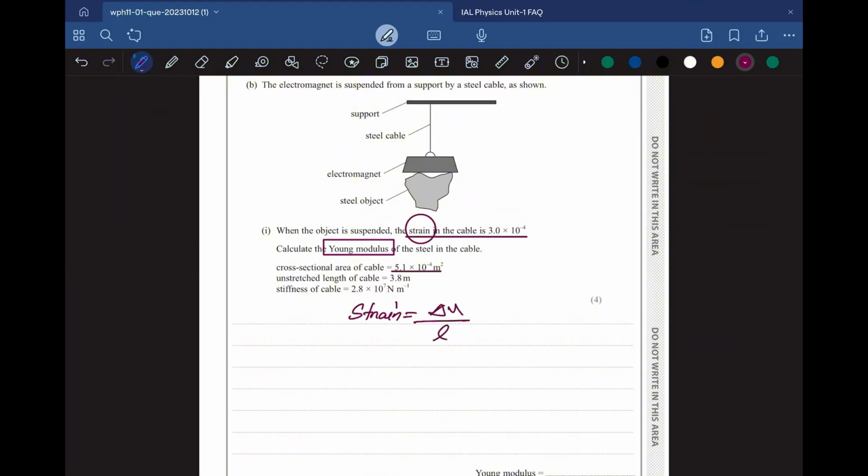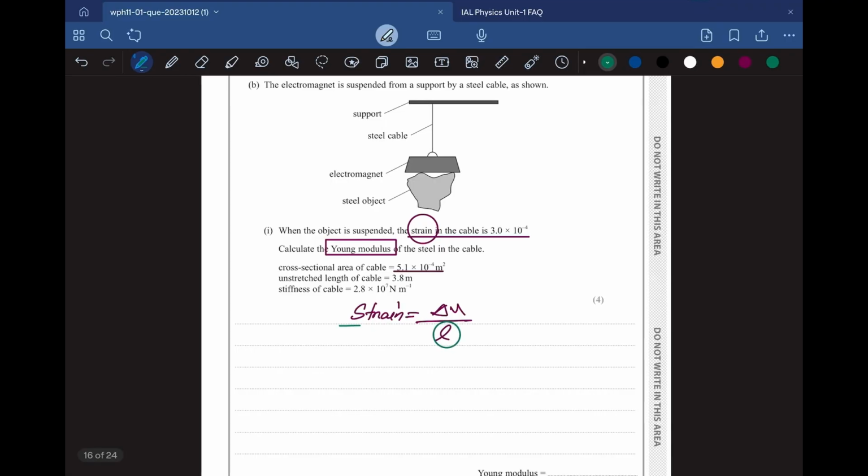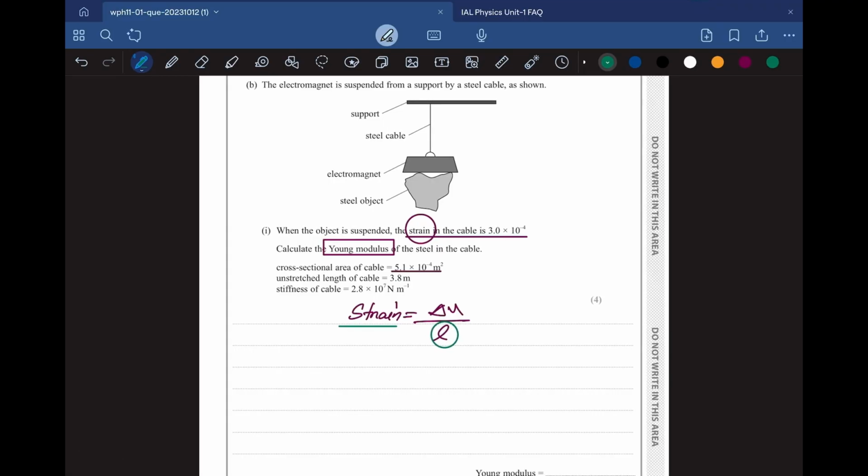Now we know the original length of the cable, and we know the strain as well, so we can multiply both of them to figure out the del x. So del x is going to be 3.8 into 3 into 10 to the power minus 4, which is going to be 1.14 into 10 to the power minus 3 meters. Now the next part will be to figure out the Young modulus.